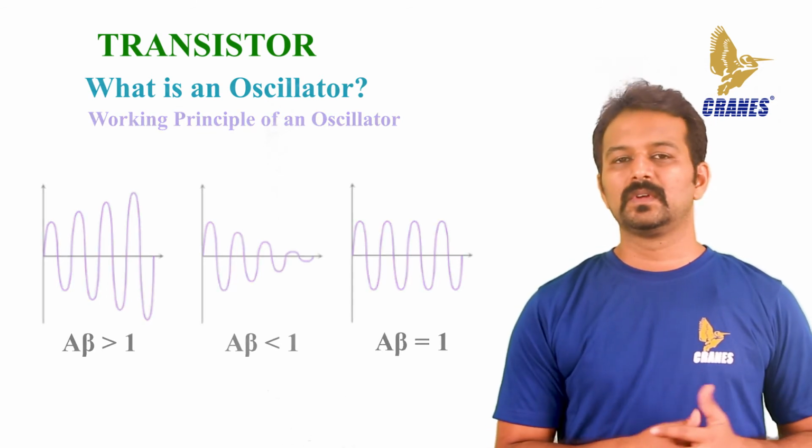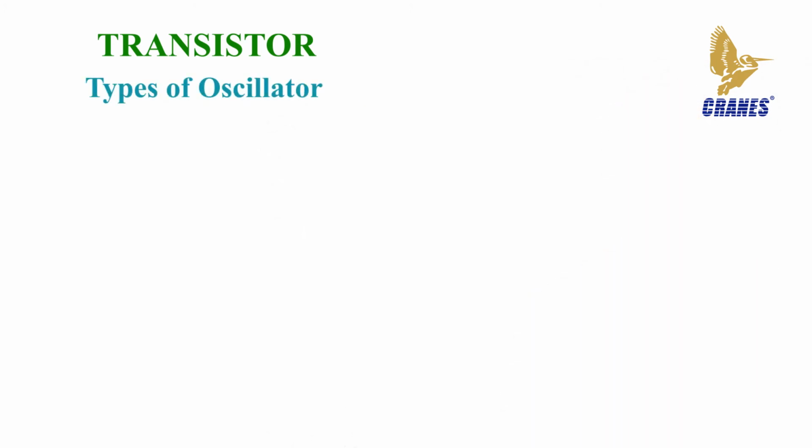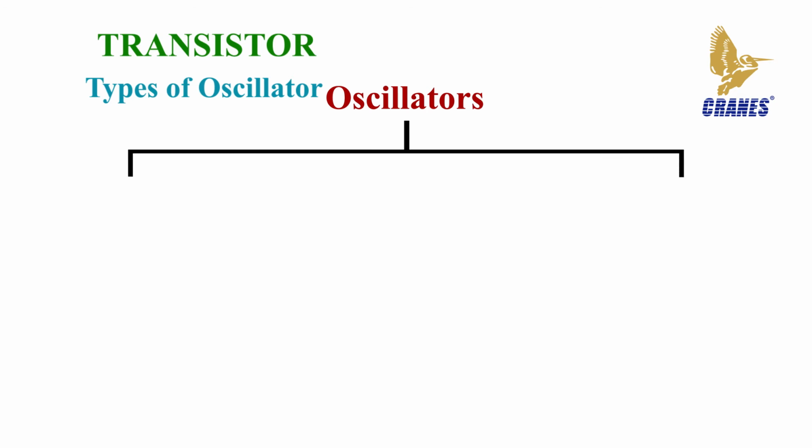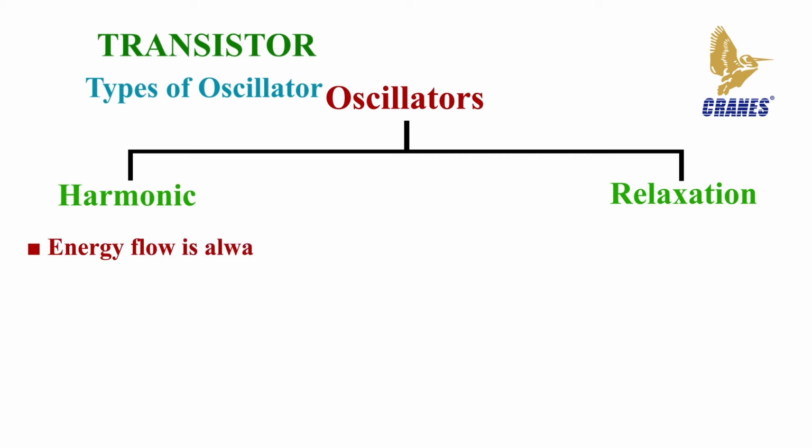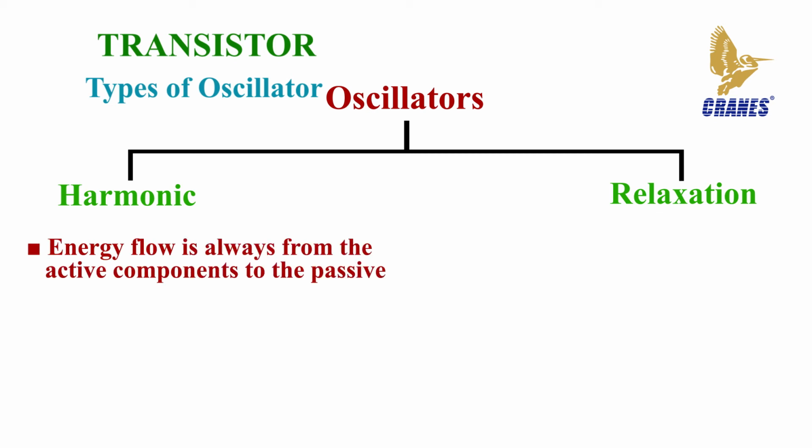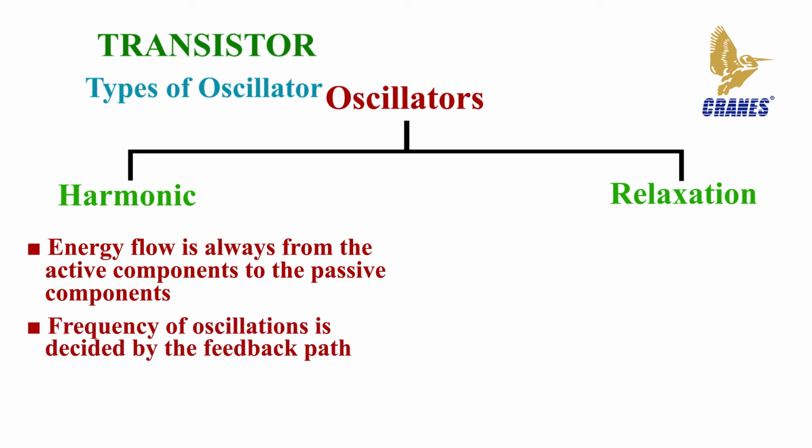On the other hand, when A into beta is equal to 1, it leads to the oscillations which are constant amplitude. Coming to the types of oscillator, there are many types of oscillators, but can broadly be classified into two main categories: harmonic oscillators, which is also known as the linear oscillators, and the relaxation oscillators. In a harmonic oscillator, the energy flow is always from the active components to the passive components, and the frequency of the oscillations is decided by the feedback path.